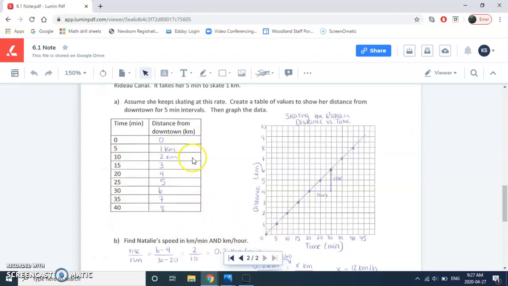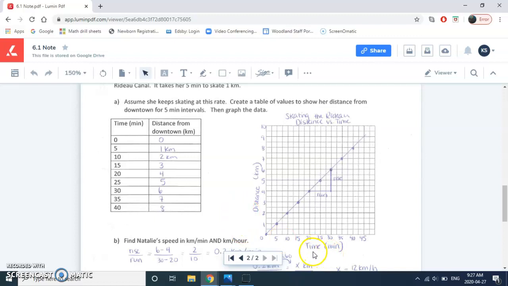Same with our distance traveled. We go up to 8 kilometers and we've got lots of room. So rather than trying to cram it all in, going 1, 2, 3, 4, we've spaced it out so every other line equals 1, to make it a little bit nicer and neater for us.